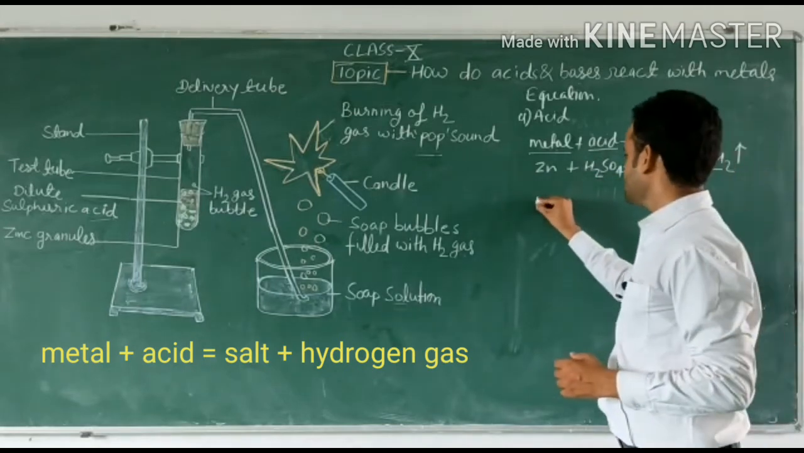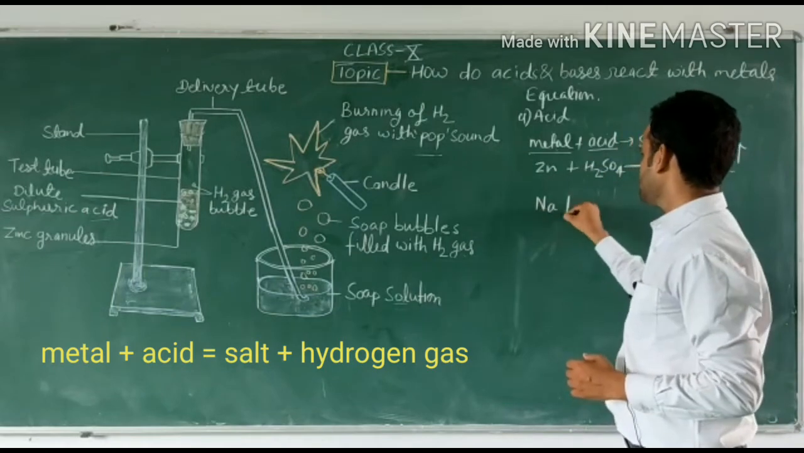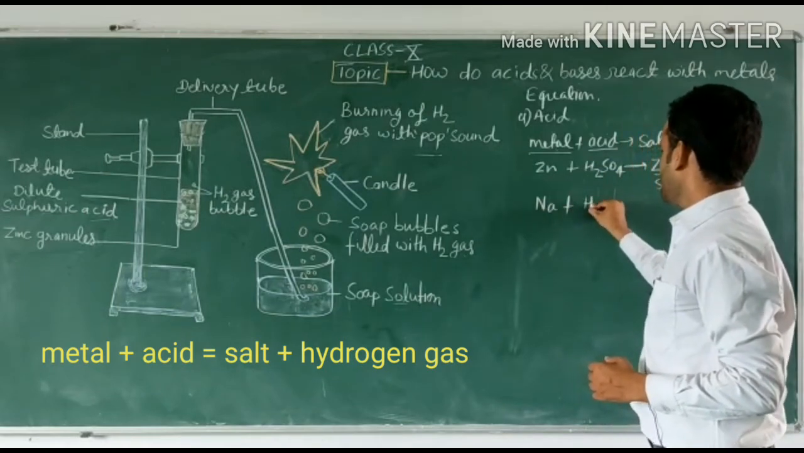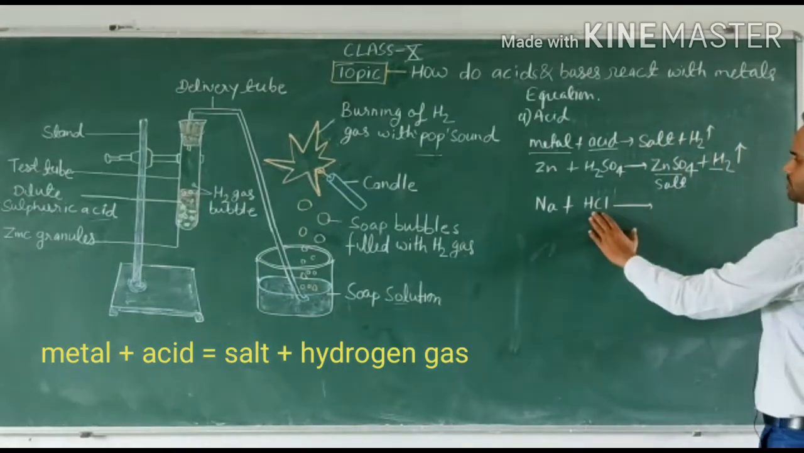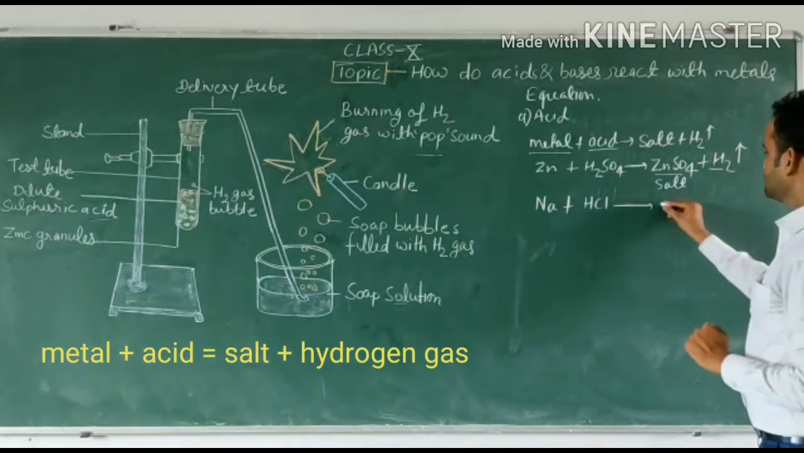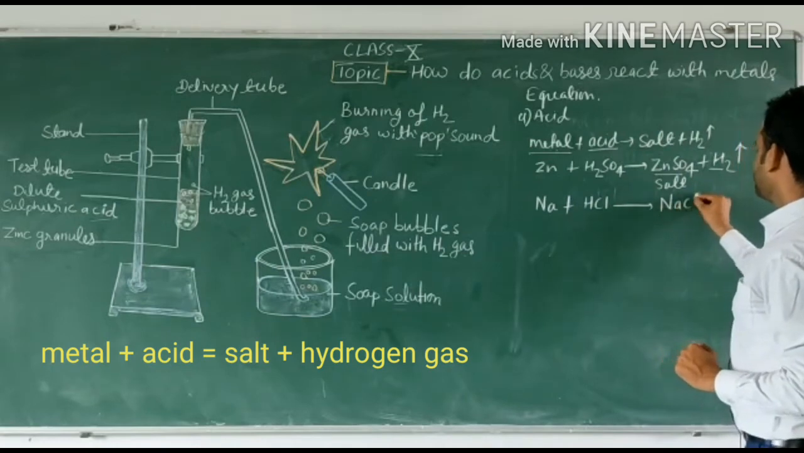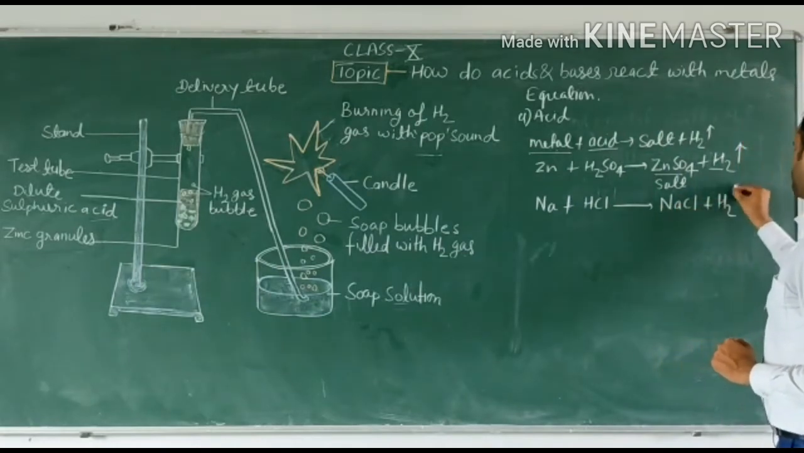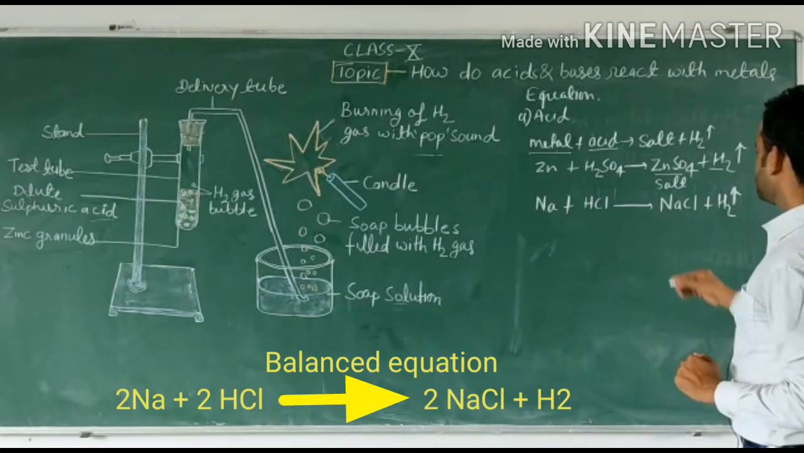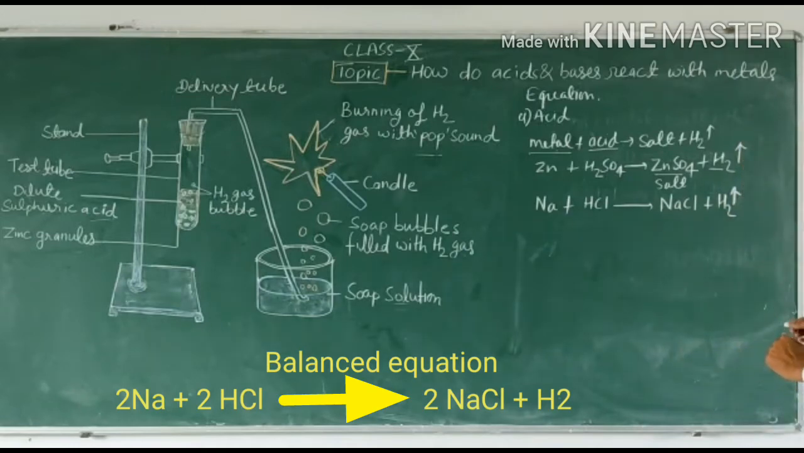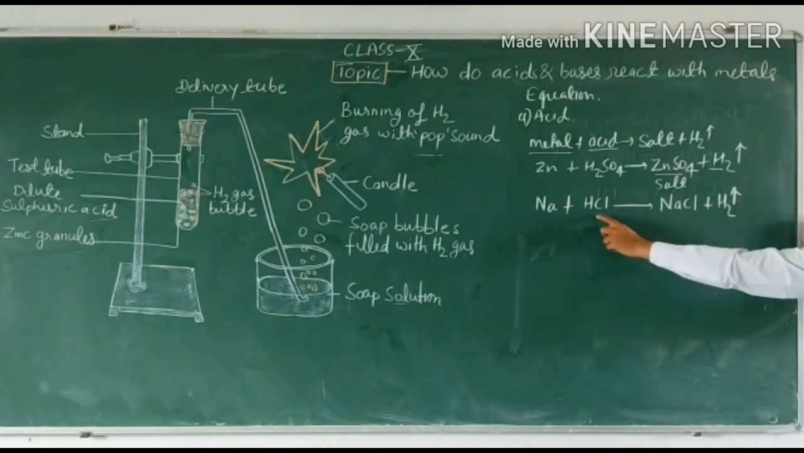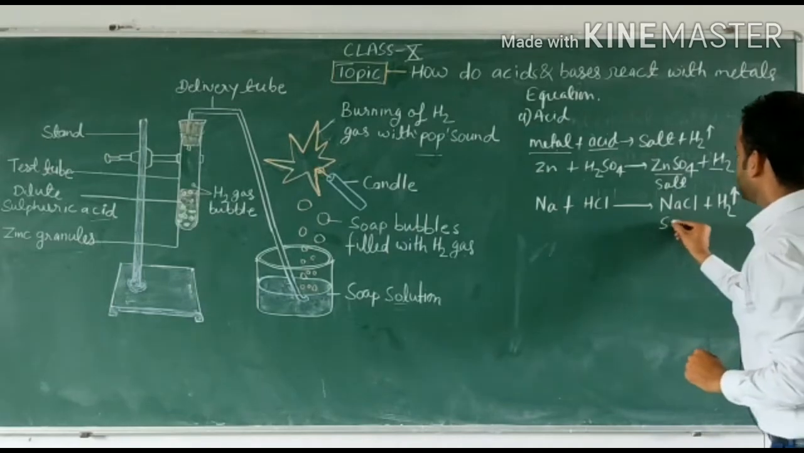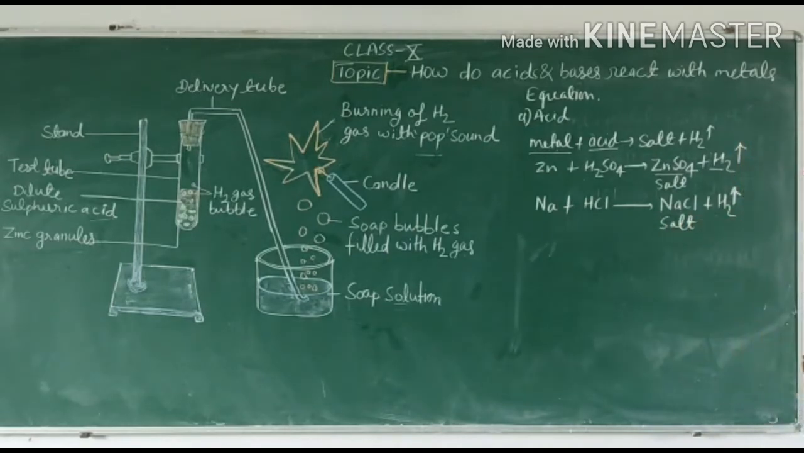We can take another example, like if we take sodium and hydrochloric acid. Sodium is a metal and this is an acid, hydrochloric acid. So the products will be NaCl and H2. Now you can see this is a metal and this is an acid. Metal reacts with acid, they form salt, and hydrogen gas is evolved.